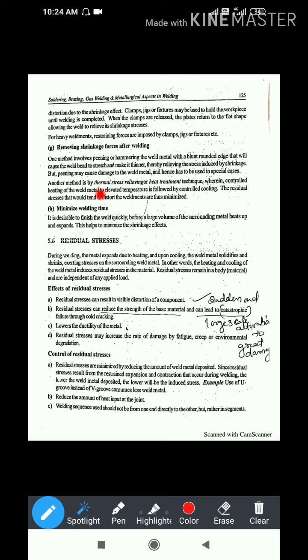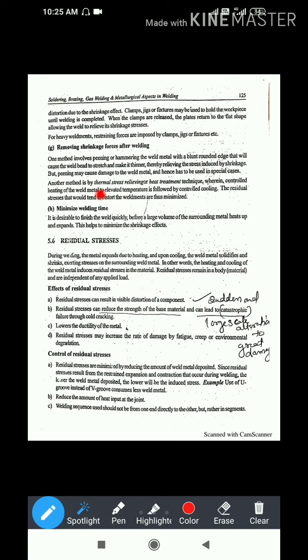Because the heavy impact blow on the weld material can damage the weld deposited on the workpiece and reduce its strength, and it may also change the properties of the weld material. So keep that in mind. Only if you remove the residual stresses can the shrinkage effects be controlled. For removing the residual stresses, peening or hammering is done.